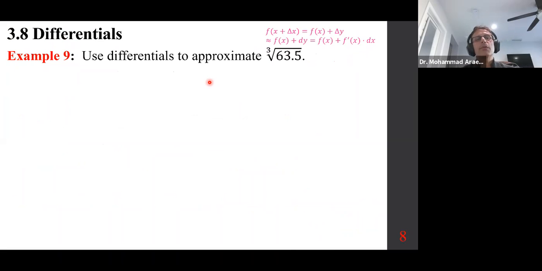We're going to continue on the same thoughts. We're going to use differentials to approximate the cube root of 63.5. Using differentials or linearization, that means finding a tangent line works the same way as we have seen before. In order to use the differentials, you need to come up with two things: a function f of x, which will do the job. All you have to do, read the question, cube root of something. So the choice of the function, let f of x be the cube root of x.